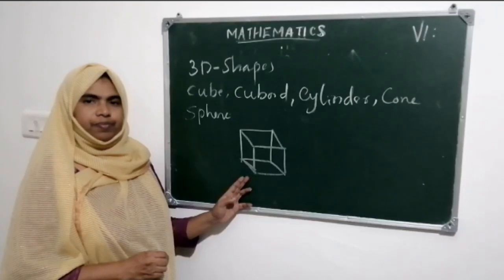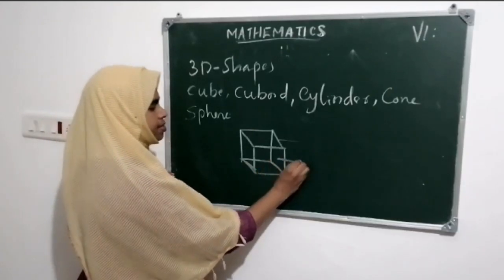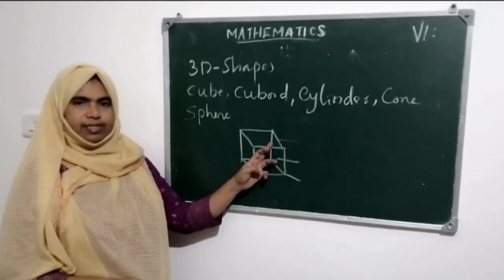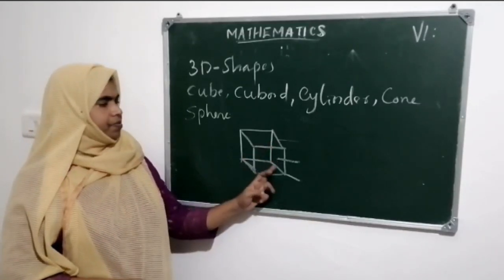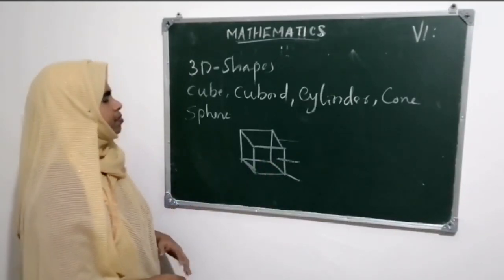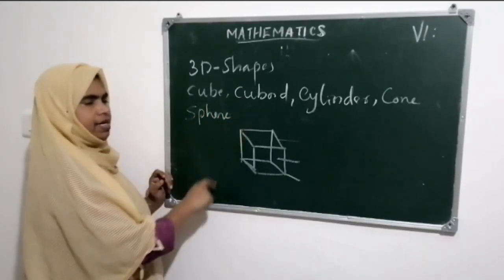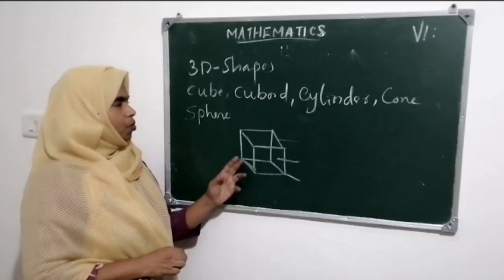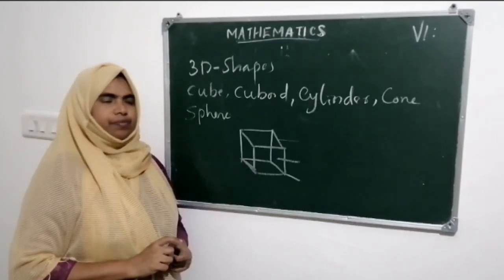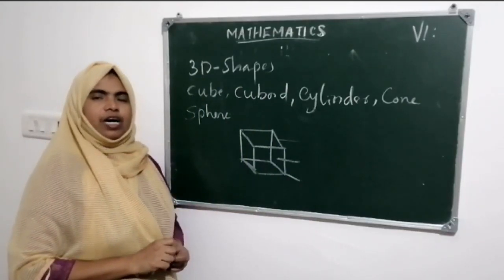This is a cube. A cube has edges, faces and vertices. Then a cuboid also has edges, faces and vertices. Cube and cuboid have straight edges. Cylinder, cone and sphere have curved edges.